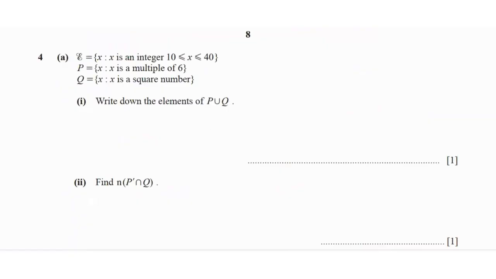Question 4 says that we have a universal set of x, which is an integer in the range of 10 to 40. P shows that x is a multiple of 6, and Q shows that x is a square number. Write down the elements of P union Q.